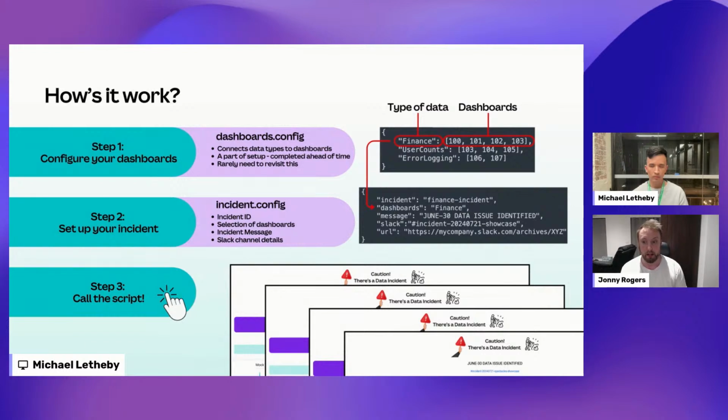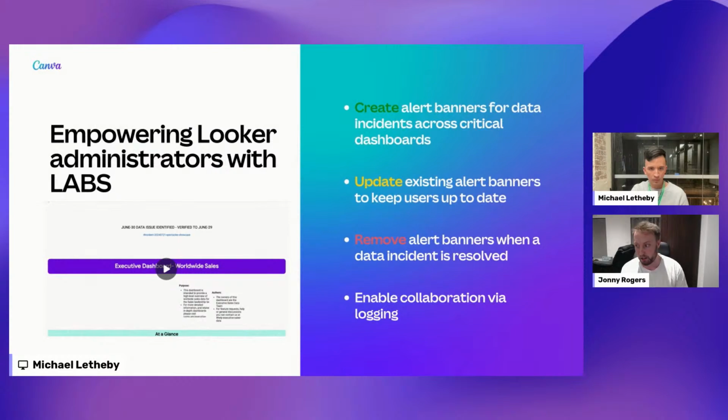This is where we put the information that will actually appear on our alert banner, and we define as well the relevant group of dashboards. So we can see in the example on the right here that finance group that we've defined in our dashboard config gets entered into our incident config. The incident configuration also involves defining an incident ID, which is this top line, which I've called finance incident here. Labs will log this incident ID, and it will also log all of the dashboards that were involved, as well as the details that were placed on the alert tile. This will be important later. And really, if there is a step 3, it's just calling the script.